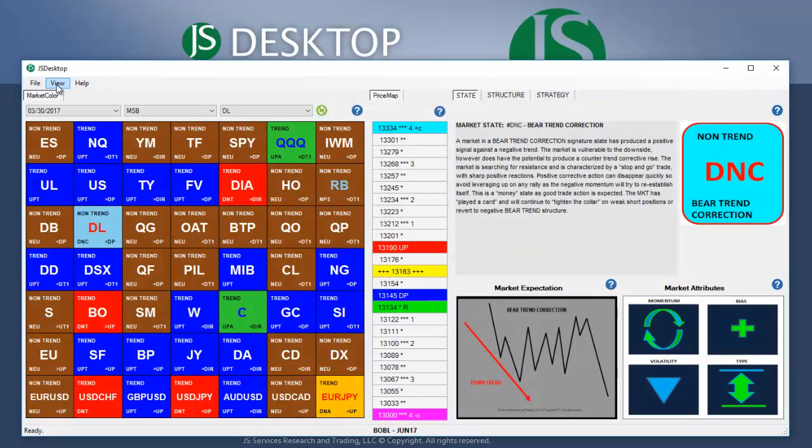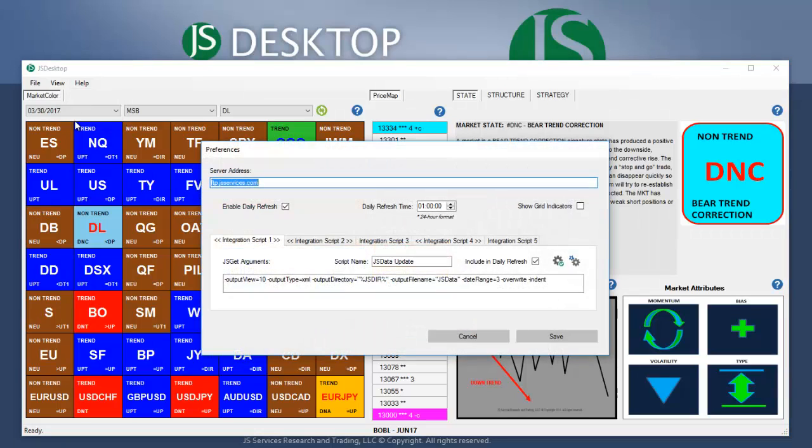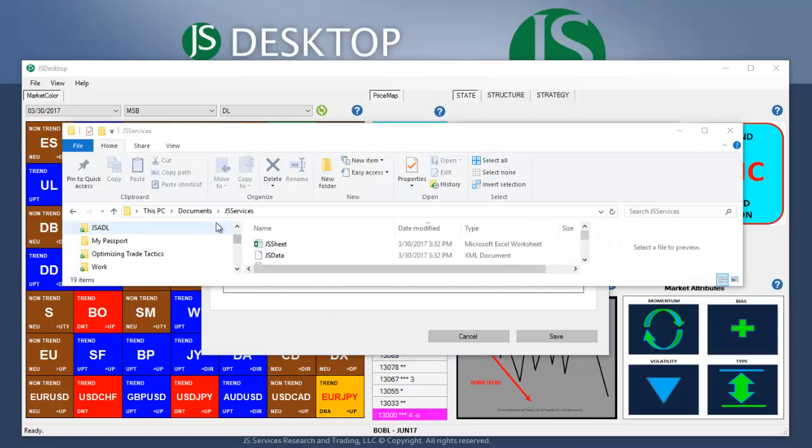We also have some different integrations, and here you can hit on the preferences. This section builds our Excel and XML file outputs. If you go to your JSServices directory in your users documents section, you'll see that by default there will be two files, one a JS sheet, which is an Excel worksheet, and the other a JS data, which is an XML file. So you can use these files to integrate into your trading platforms that would read either an Excel or XML.